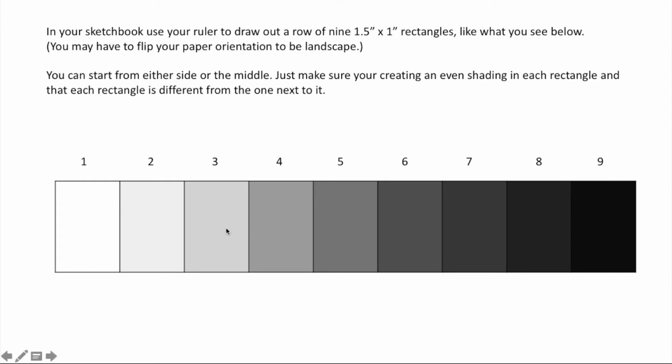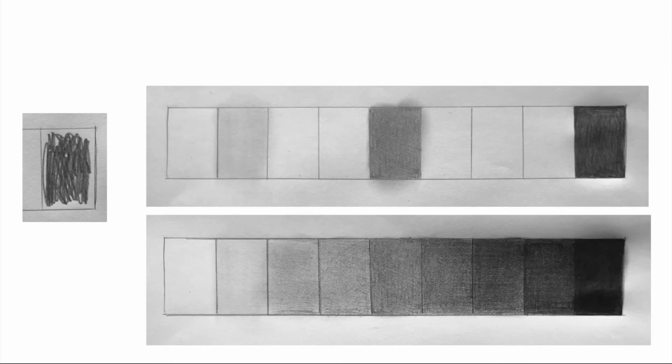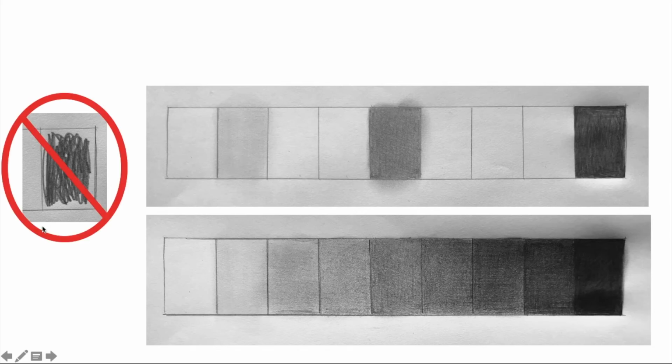And it's 9 steps because I really want to push you and challenge you to get an even, steady change of value for each one, so that each rectangle looks different and is evenly colored. So this is a little example. This here on the far left, no. That's not a good way of creating value, because this is so inconsistent. It doesn't go to the edge of the rectangle. You can see in here, there's all different levels where the pencil is darker than other areas.